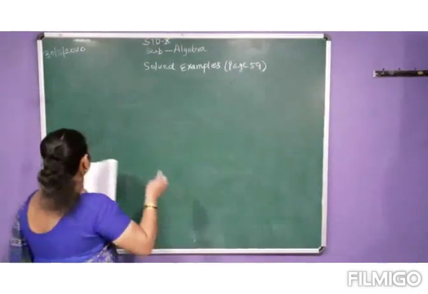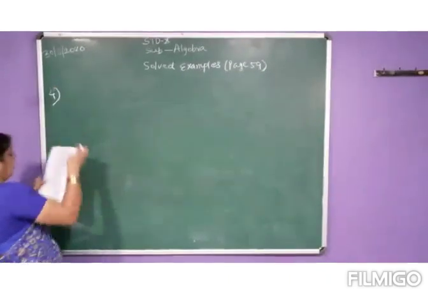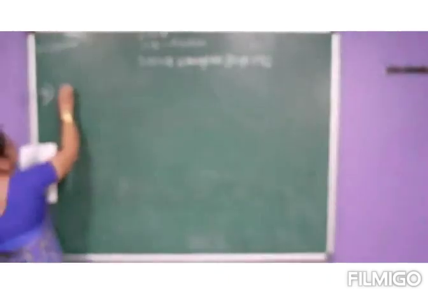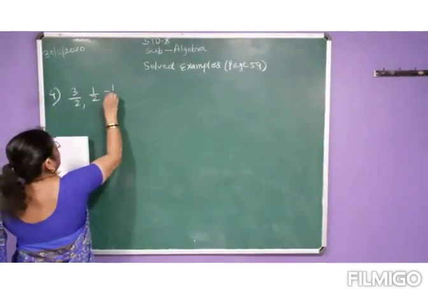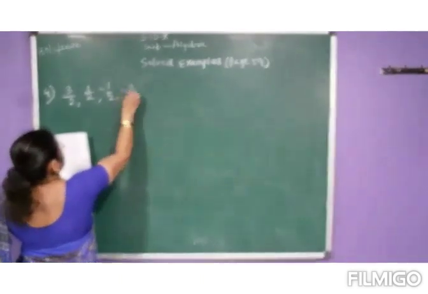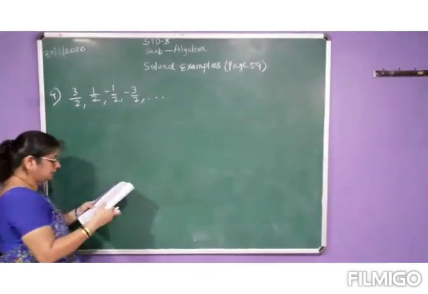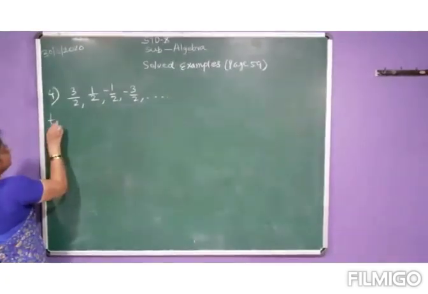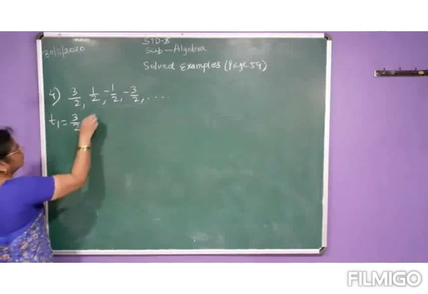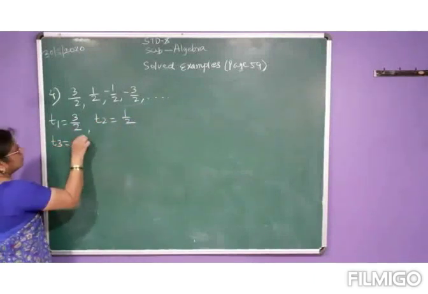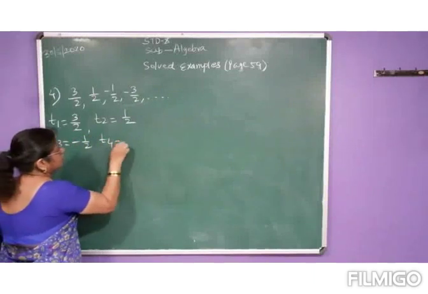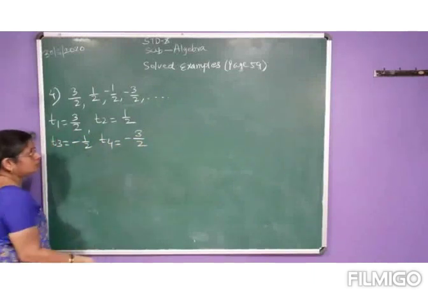Now we will go for the fourth example. The fourth example is 3 upon 2, 1 upon 2, minus 1 upon 2 and minus 3 upon 2. Like that it is there. Now we will write here T1 is equal to 3 upon 2, T2 is equal to half, T3 is equal to minus half, T4 is equal to minus 3 upon 2.